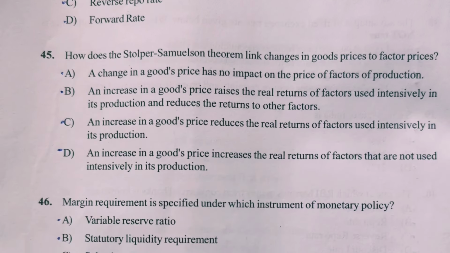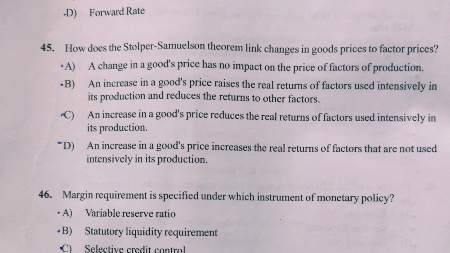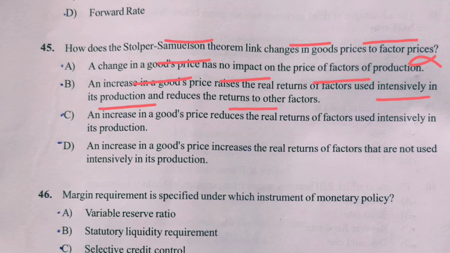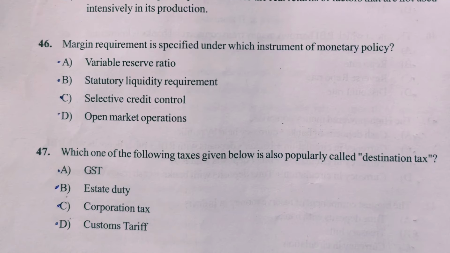Then we have, how does the Stolper-Samuelson theorem link changes in the good prices to factor prices? A change in the good prices has no impact on the prices. No, that's incorrect. An increase in the good prices raises the real return of the factors used intensively in the production and reduces the return of the other factors. So it is correct. So B option should be correct here.